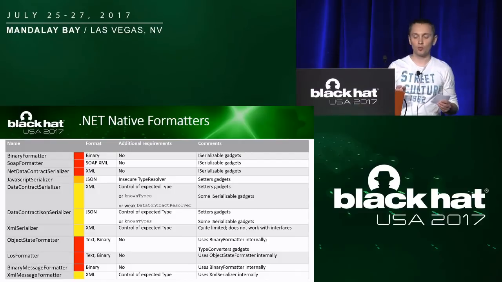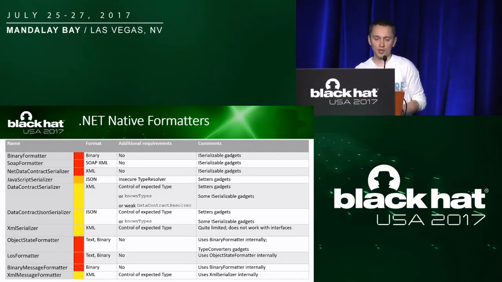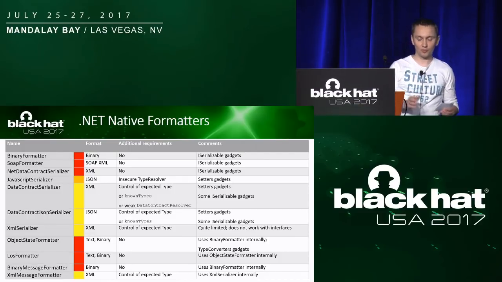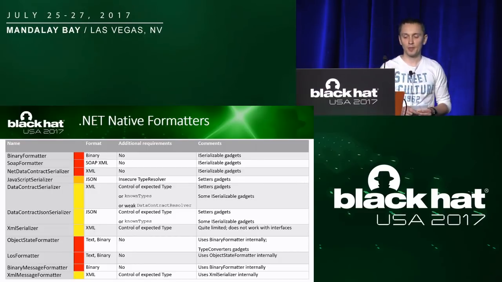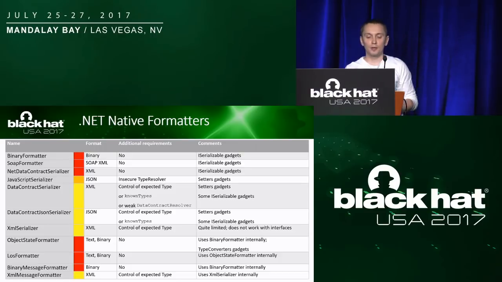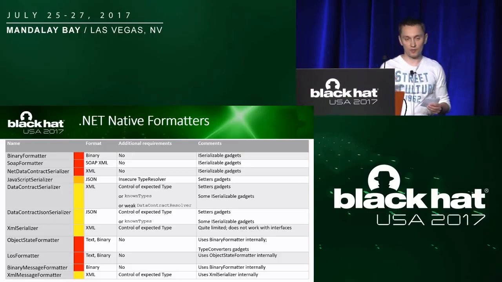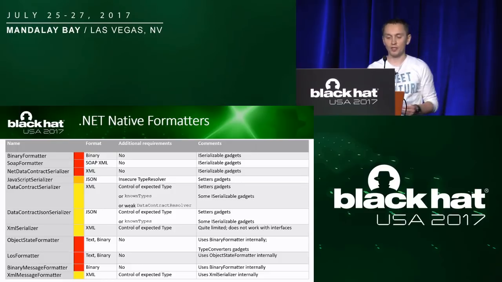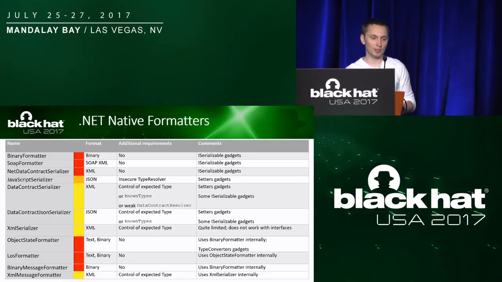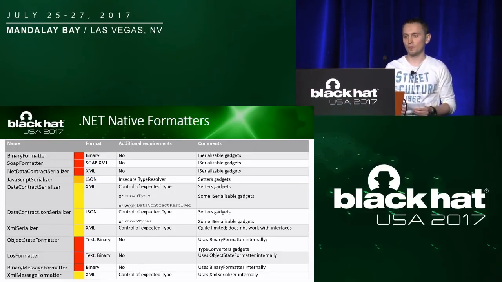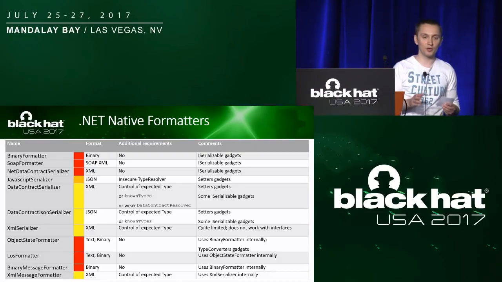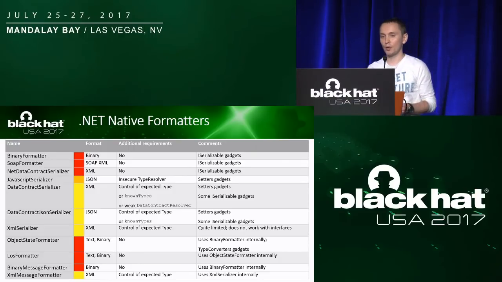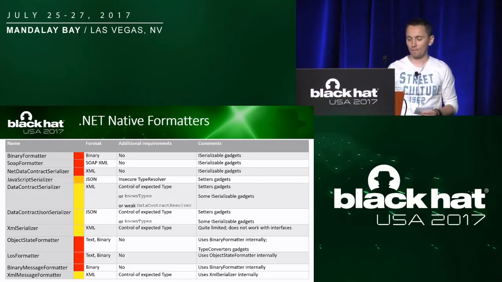So we can group them in 2 big groups. Formatters that are vulnerable in default configuration, like binary formatter, SOAP formatter, net data contract serializer. Also, we can add here formatters that internally use them, like object state formatter, loss formatter, binary message formatter. They should not be used for the serialization of untrusted data, or you have to properly configure them to limit available types. For example, use restricted type resolver with whitelisted types.